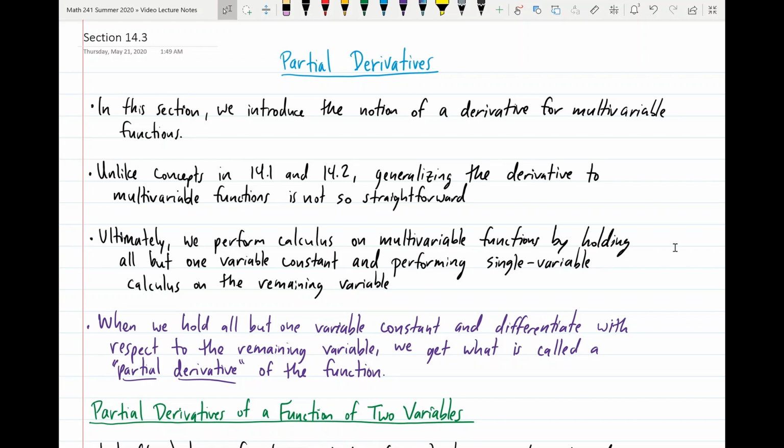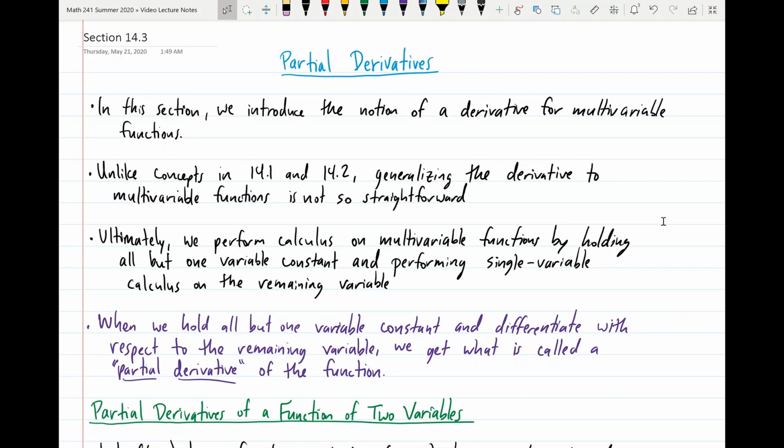In this video we're going to be covering section 14.3 which is on partial derivatives. So partial derivatives, when I think back to Calc 3, were I think the first things that I thought of. So to me this section is really where the essence of Calc 3 begins, at least in my opinion. But maybe your opinion will be different at the end of the semester, we'll see. So in this section, we're going to introduce the notion of a derivative for multivariable functions.